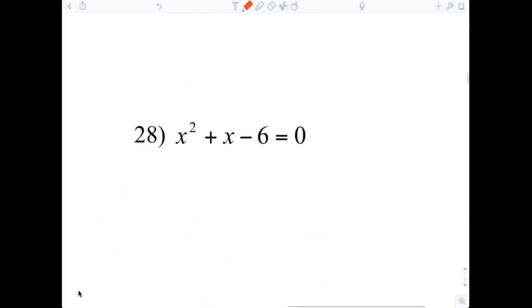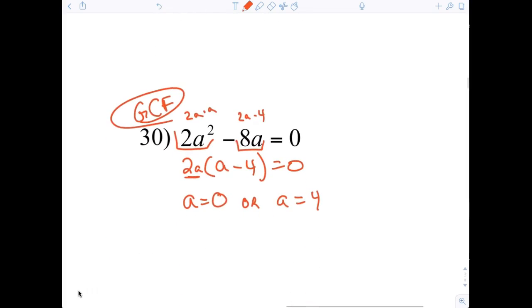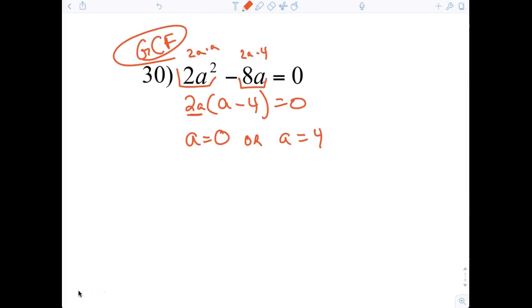I don't get that one. All right? Listen. You can't tell the difference. Come on now. In number 30, there's a variable in the GCF. There's an A involved in the GCF, correct? I didn't divide it out.